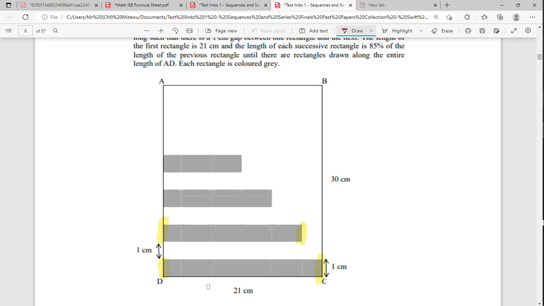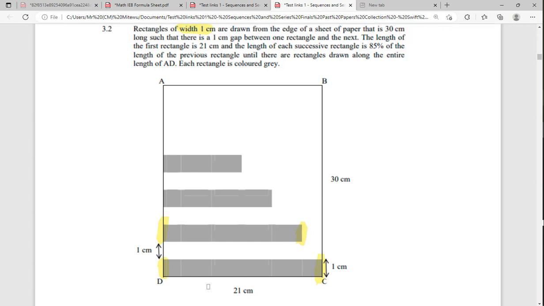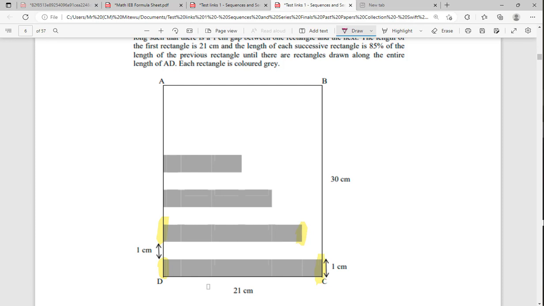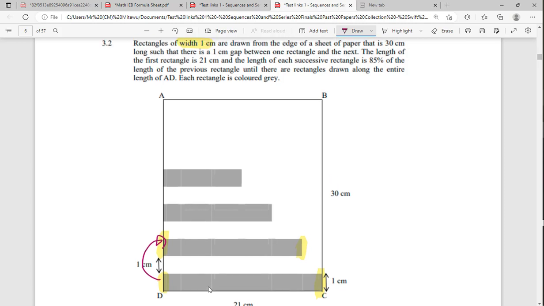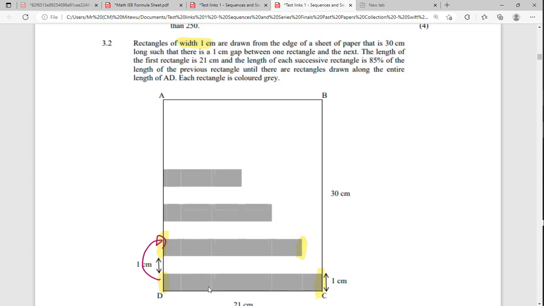Each rectangle is colored gray. Now, what you'll notice about this is that this previous thing is going to be a fraction of this entire length, right? So let's actually do the math of that. What's 85% of 21? 85% of 21 is going to give me 17.85. This is 17.85 in case you don't know how to do that.